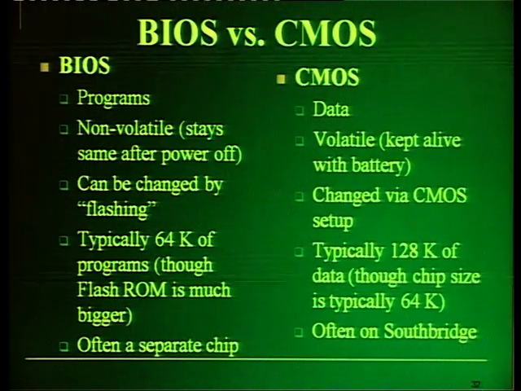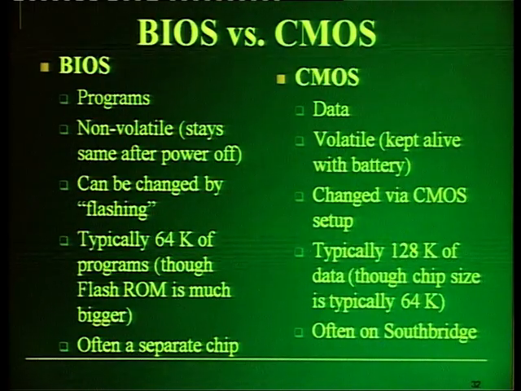BIOS stores your programs and CMOS stores your data. BIOS is non-volatile, that is, the contents will stay the same after the power is off also. The CMOS is volatile, it is kept alive with the battery only. The data will be lost when the power is off. BIOS can be changed by flashing only. The CMOS can be changed by a CMOS setup only, through the software.